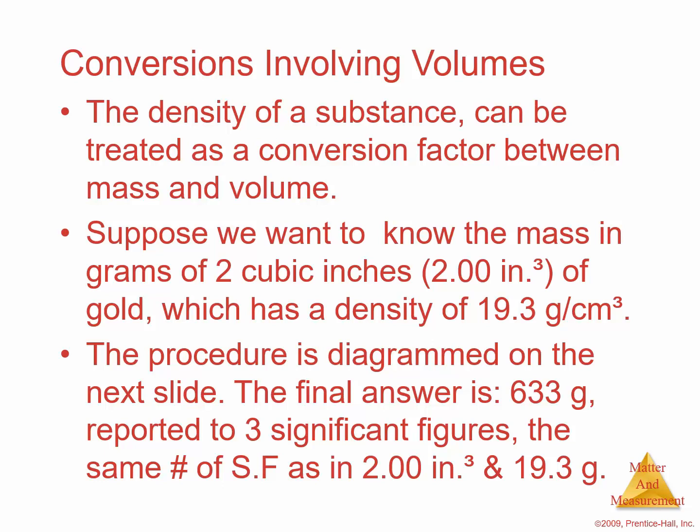Now suppose we want to know the mass in grams of 2 cubic inches of gold, which has a density of 19.3 gram per cubic centimeter. Now the procedure is diagrammed on the next slide, as I will show you.